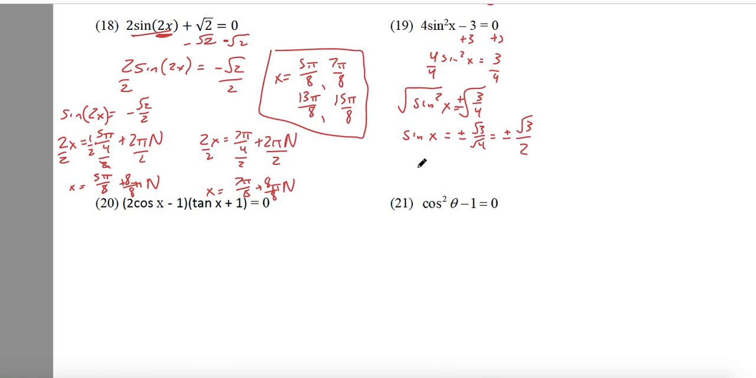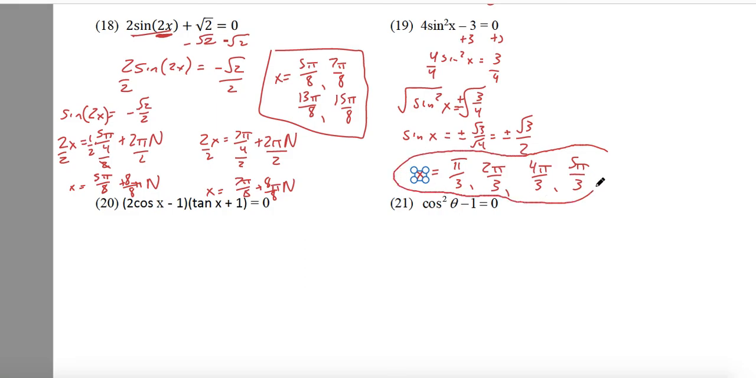So x equals 4 different places, 2 from positive, 2 from negative. So pi over 3 and 2 pi over 3, those are the two where it's positive root 3 over 2. Then 4 pi over 3 and 5 pi over 3, that's where it's negative root 3 over 2. And those are our answers.